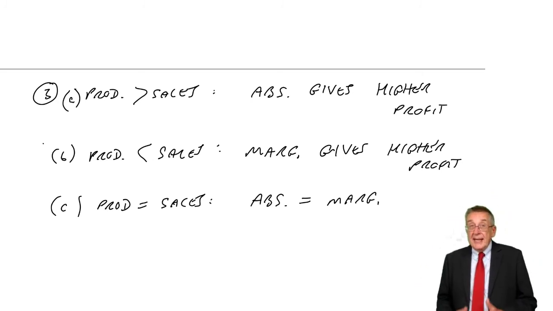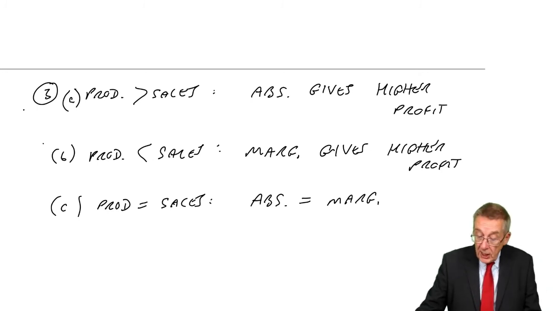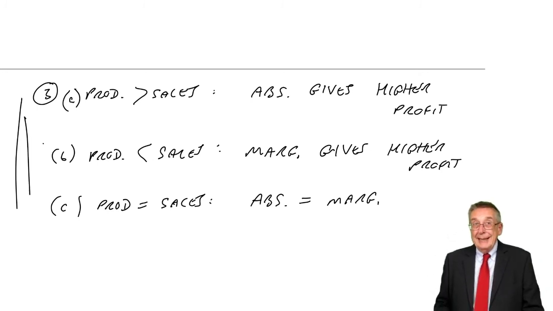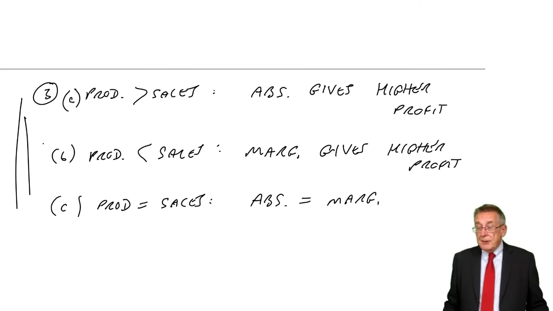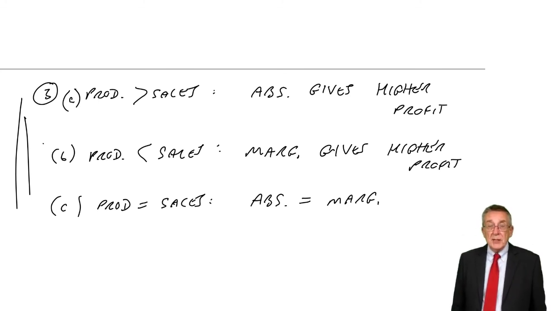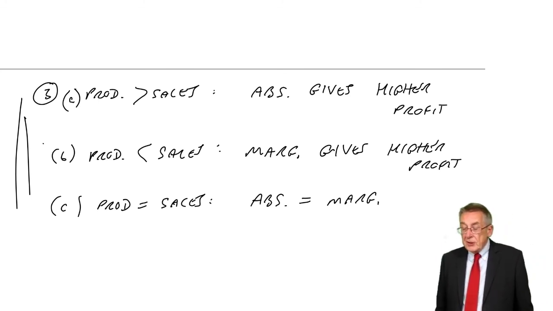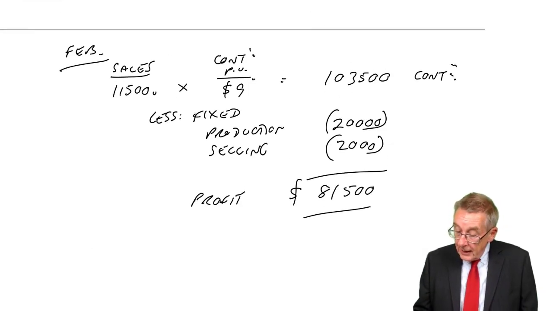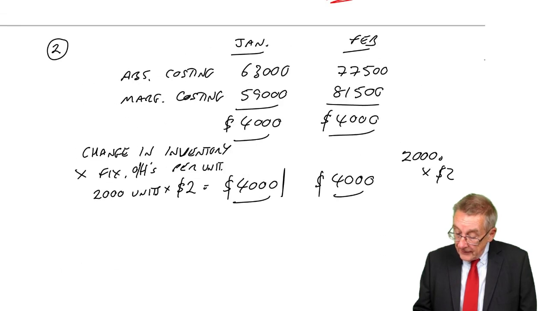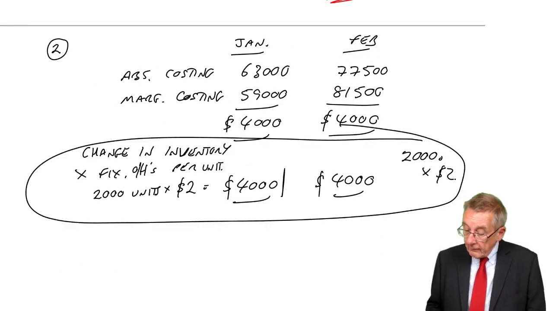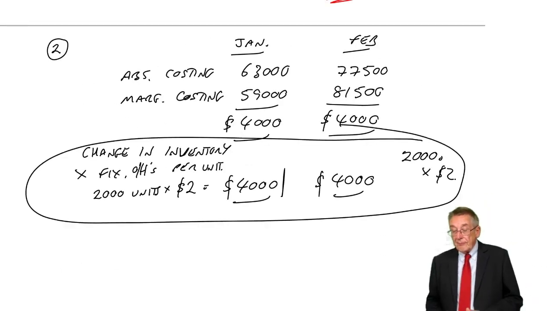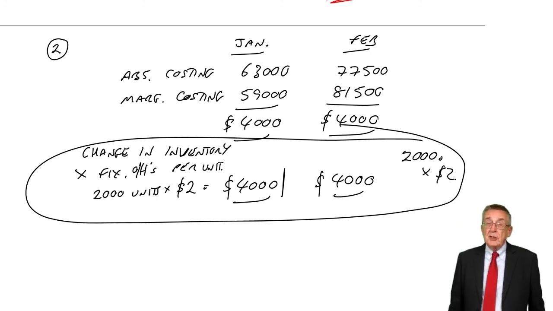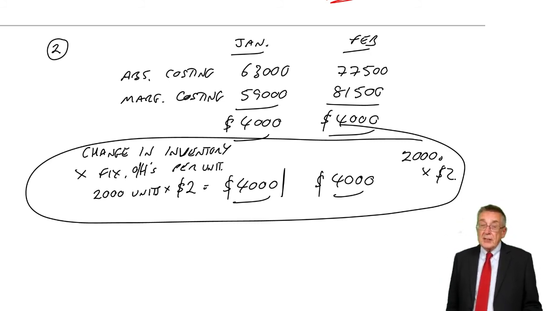And for heaven's sake, learn those last two bits. Learn this. Go back and make sure you're convinced. It's awful to learn a rule without understanding. So make sure you are convinced, but otherwise for the exam, learn it. And also, learn that the difference in profit is the change in inventory times the fixed overheads per unit.